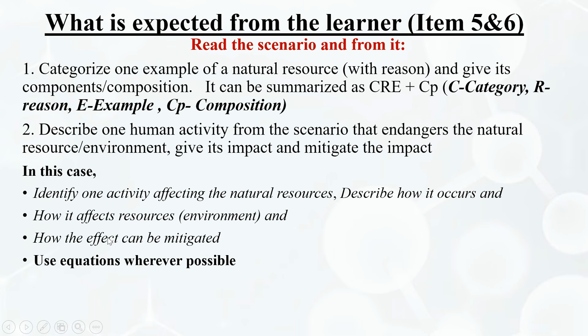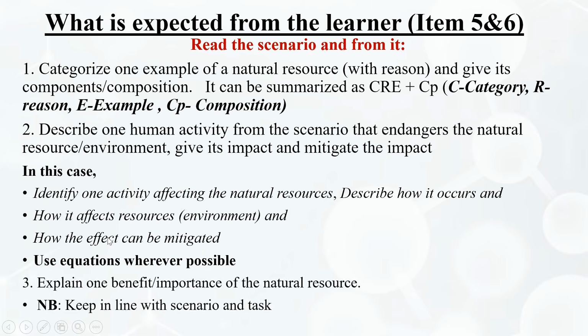So, read the scenario. Identify a human activity that is affecting the natural resource. Describe how it occurs, how it affects the natural resource or environment, and how its effect can be mitigated. Then, the last paragraph is supposed to be explaining the benefit or importance of the natural resource. NB, keep in line with the scenario and task.